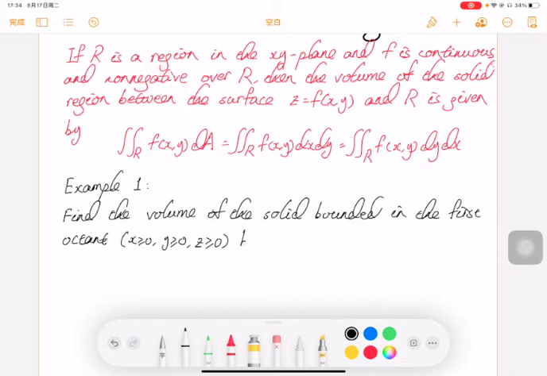Okay, and bounded by the plane z equals 2 minus x minus 2y. You can easily verify that this indeed is a plane, because if you move everything to the left, you get x plus 2y plus z minus 2 equals 0. And the general form of a plane is ax plus by plus cz plus d equals 0. So this is indeed a plane.